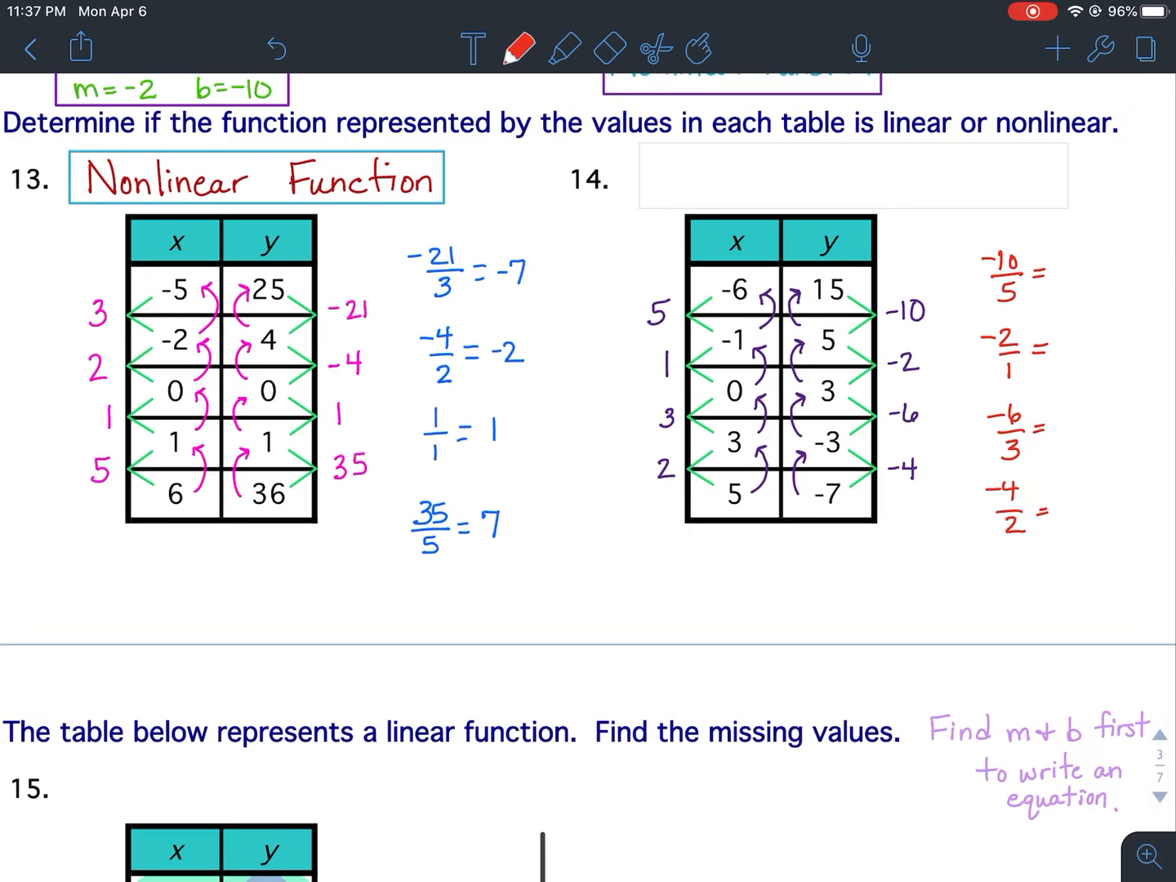Negative 10 divided by 5 is negative 2. Negative 2 divided by 1, negative 2. Negative 6 divided by 3, negative 2. Negative 4 divided by 2 is negative 2. These are all equivalent. They all are negative 2. Now, if one of them would be positive 2, that would not be all the same. So please be very careful of your signs. But because all of these are negative 2, that makes this a linear function.